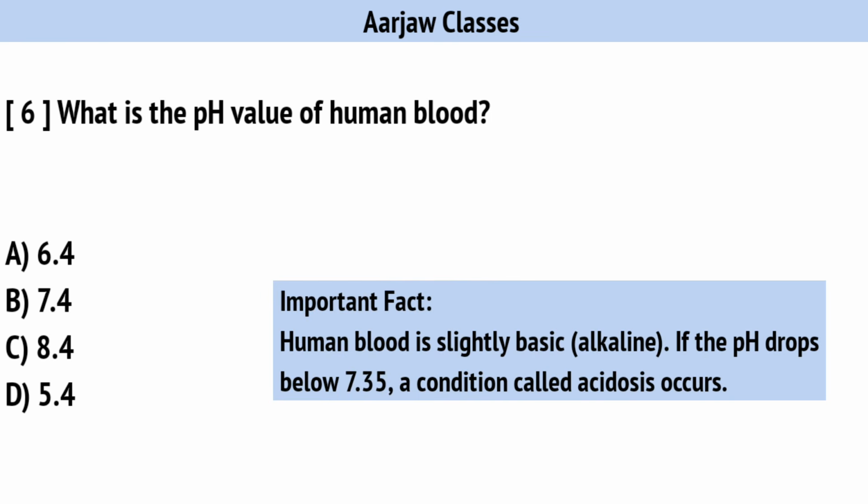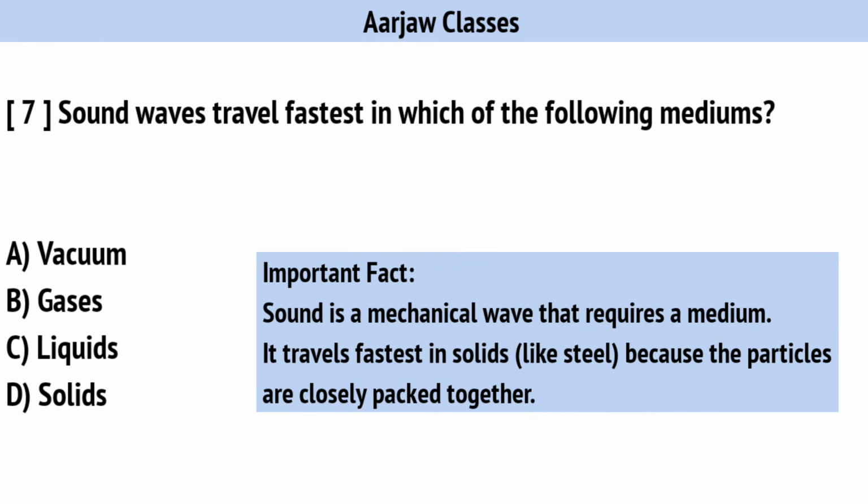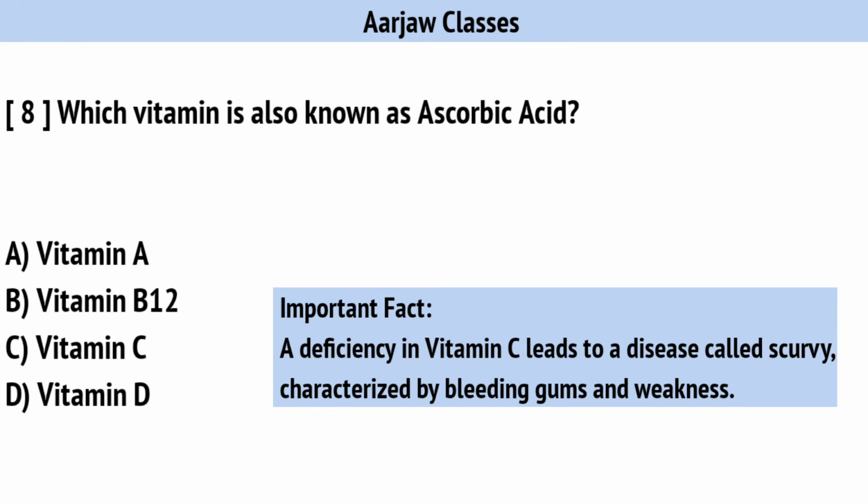What is the pH value of human blood? Correct option is B, 7.4. Sound waves travel fastest in which of the following mediums? Correct option is D, solids. Which vitamin is also known as ascorbic acid? Right option is C, vitamin C.